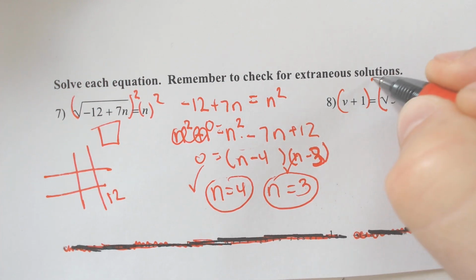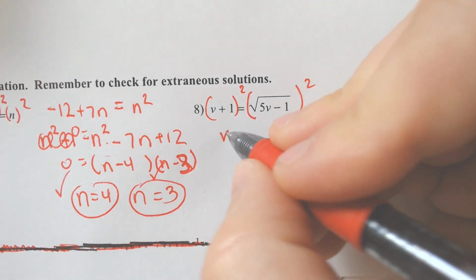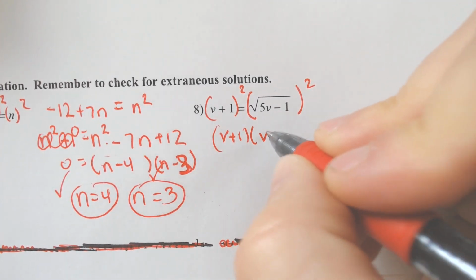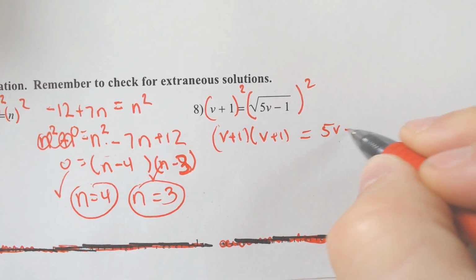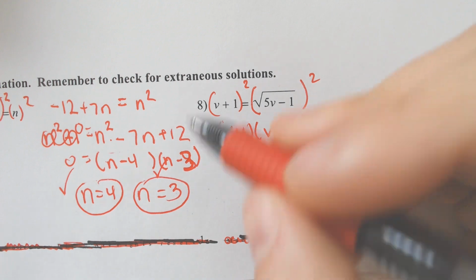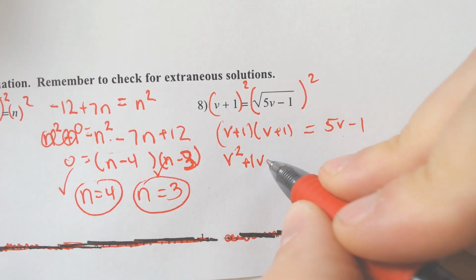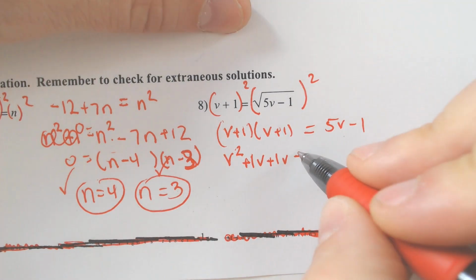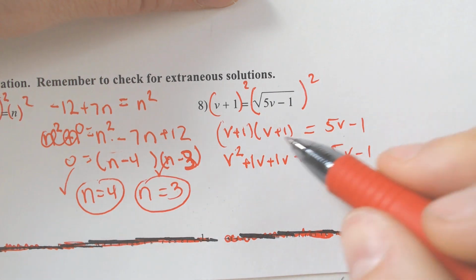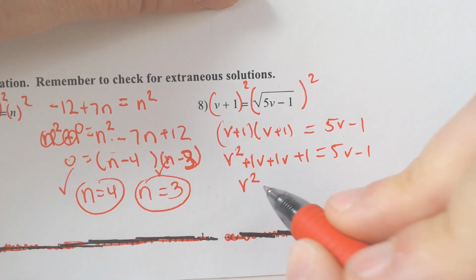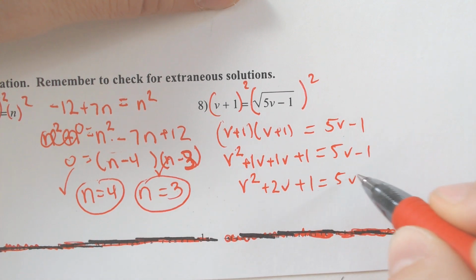For number 8, square both sides. Be upset because we have to FOIL the v plus 1 and the v plus 1 together, but it will equal 5v minus 1. So we're going to have to FOIL this out, which is going to be v squared plus 1v plus 1v plus 1 equals 5v minus 1. 1v and 1v makes 2v plus 1 equals 5v minus 1.